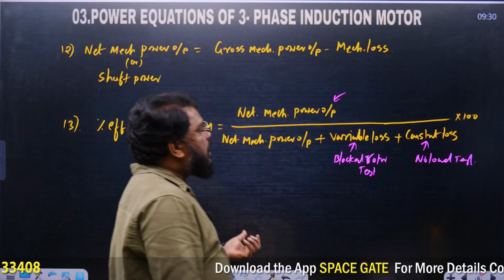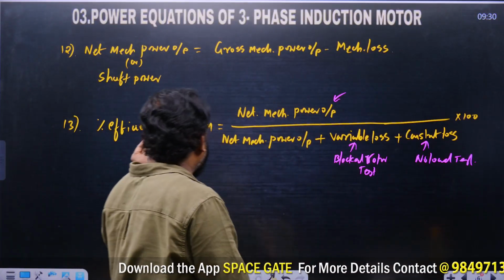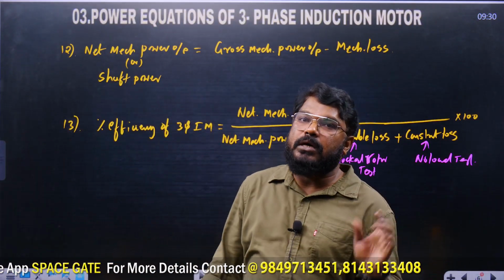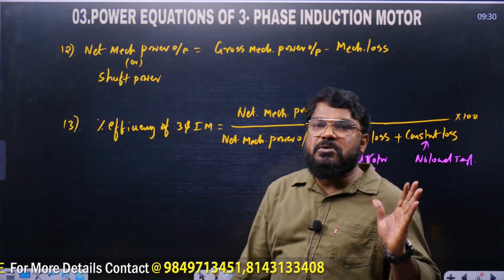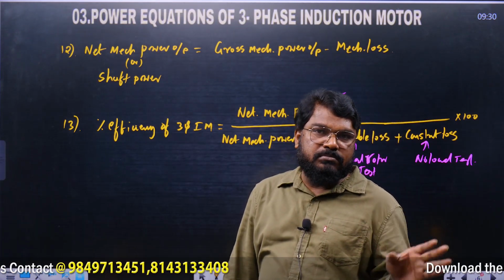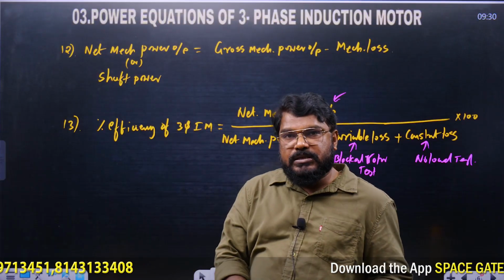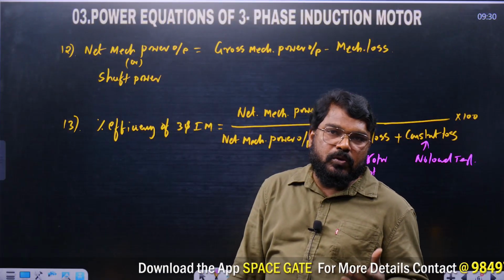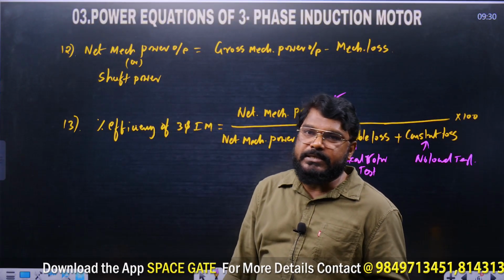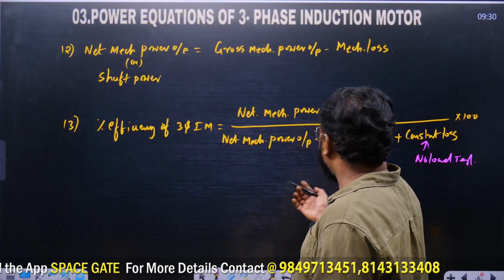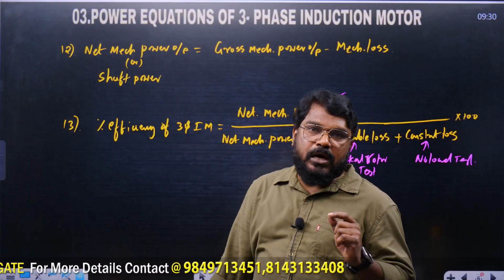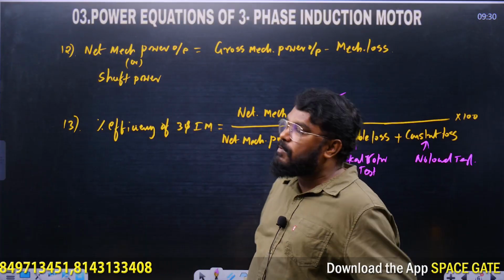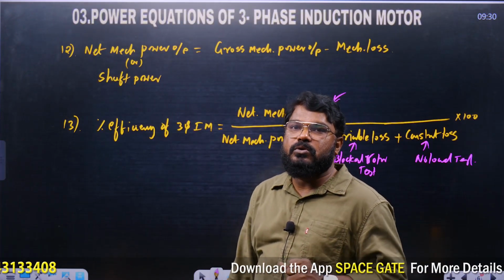So if we know the variable losses and constant losses, we can find out the percentage efficiency of the 3-phase induction motor. These are all possible questions from the power equations of the 3-phase induction motor. Now we will discuss the possible questions or concepts. We'll discuss some questions based on this concept, and these are all short notes, key points, or observations, possible questions from the power equations of 3-phase induction motors.